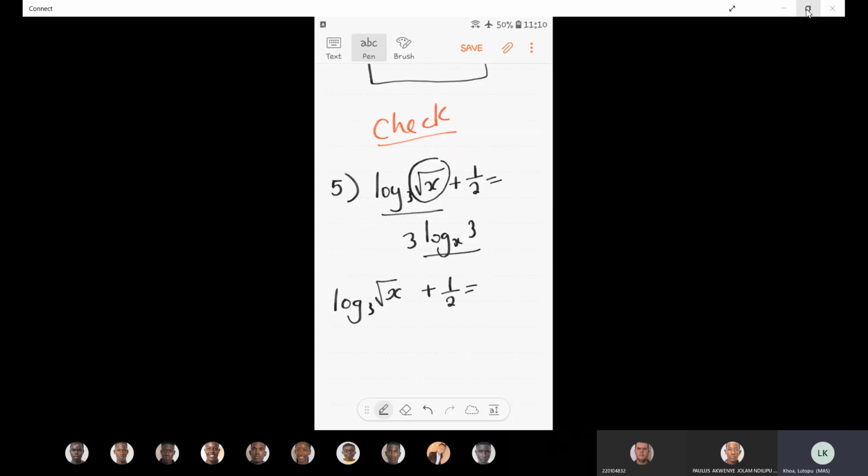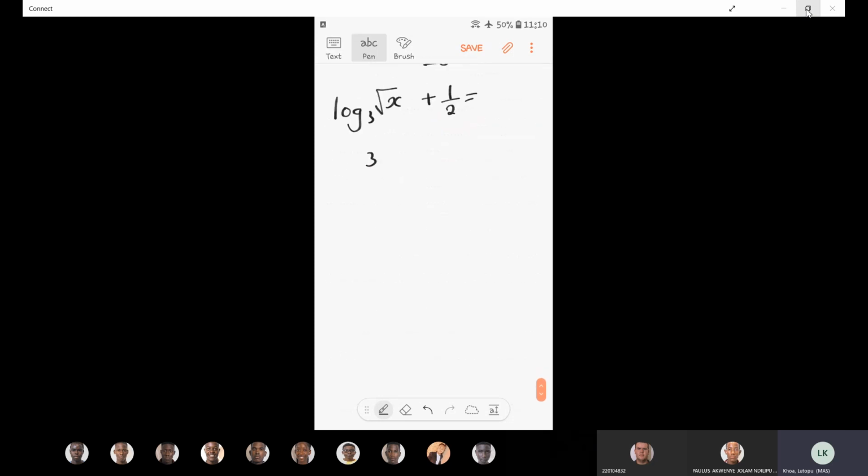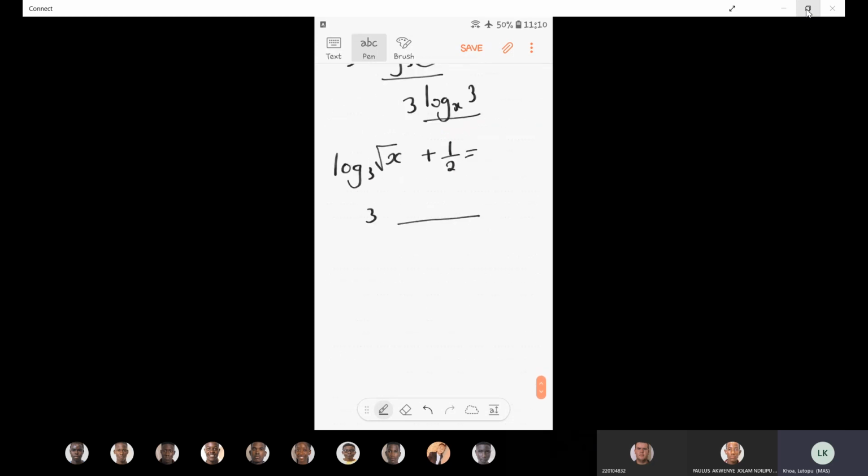And remember the technique of changing the bases. We said you have one big fraction, then the new logarithm that you want in the numerator and in the denominator, then the argument goes to the top, and then the base goes to the bottom. That's how we change logarithms. Then, just to simplify it, this is log base 3 square root of x plus half.